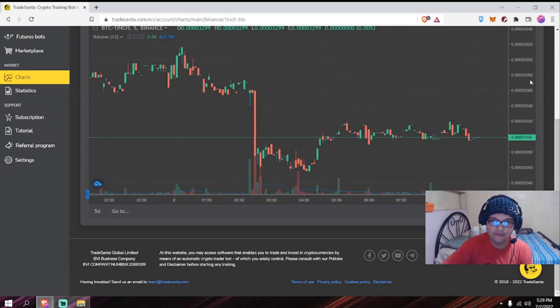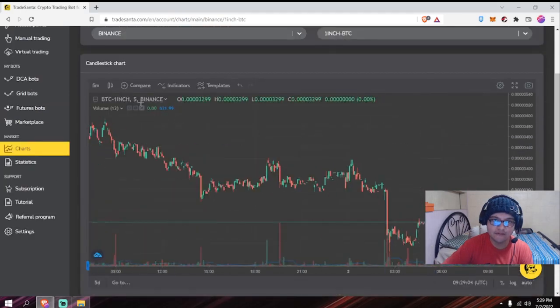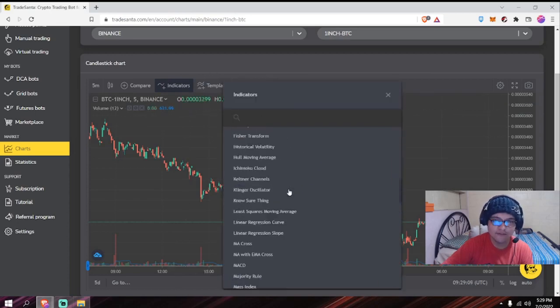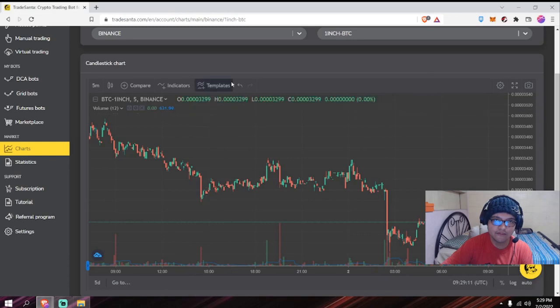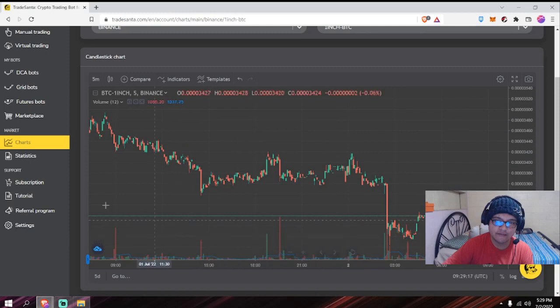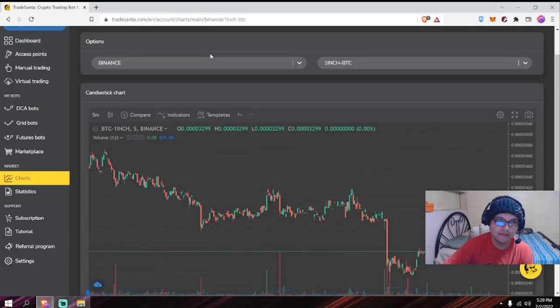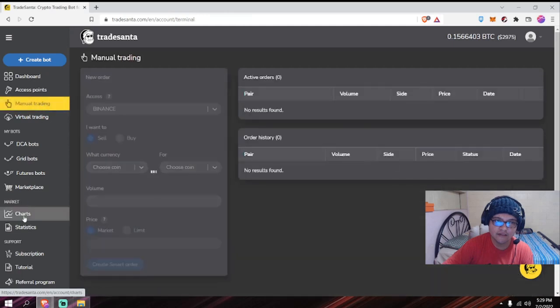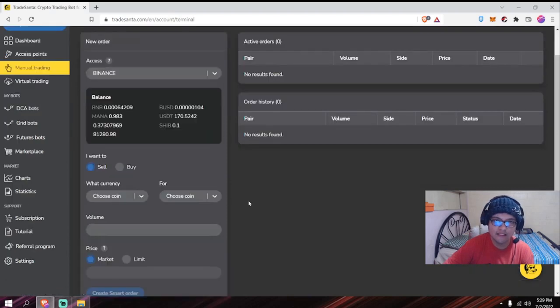So this is their chart. It's practically the same as what you have in your exchange, but they're all the same, man. And this is what I don't understand, why they have their charting system here. Then you can manual trade, which I don't think they should be separate, because if you're in a crypto trading bot like this, having a chart is kind of useless, because it's going to be automated anyway.